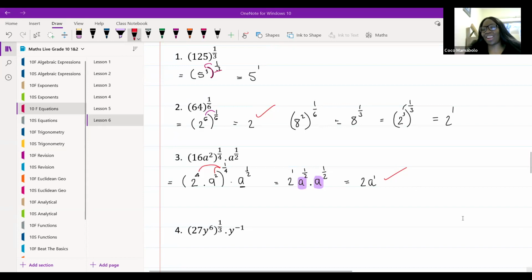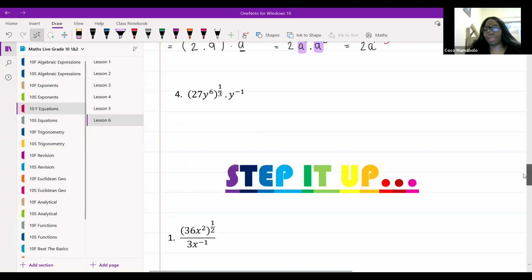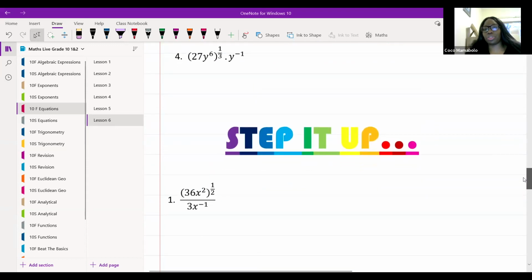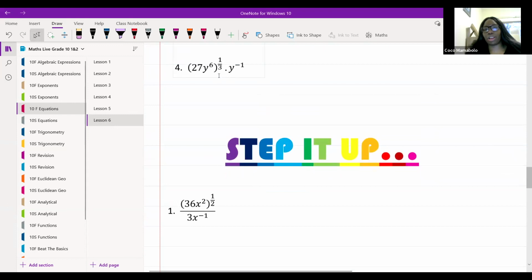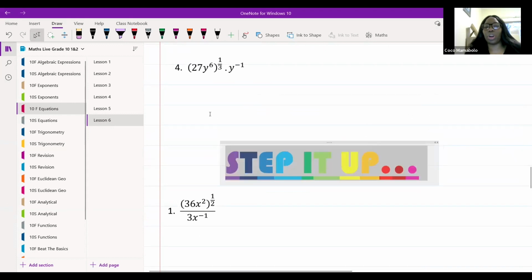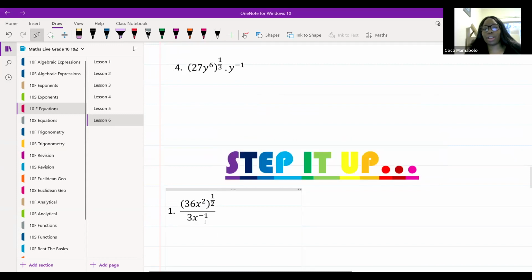All right, let's try question 4. Then we're going to do Step It Up number 1. I think number 4 works exactly the same way that number 3 worked. Try that one and try number 1 of Step It Up, because this one is a little bit more tricky, because there's more steps involved. But let's try them both and see how we do. Well done to those of you who managed to get the other ones. They weren't that difficult, I don't think.